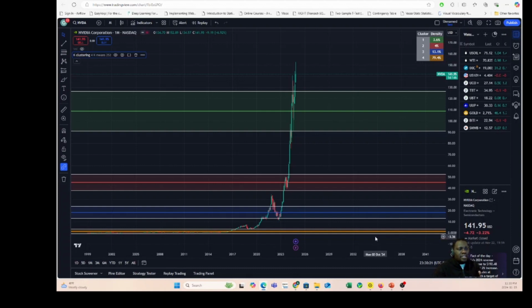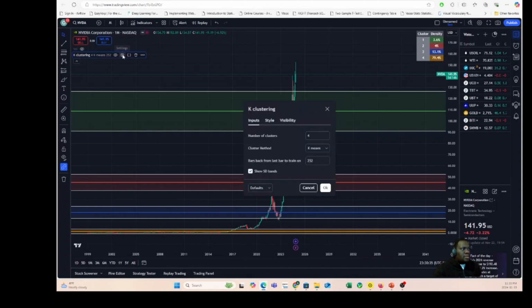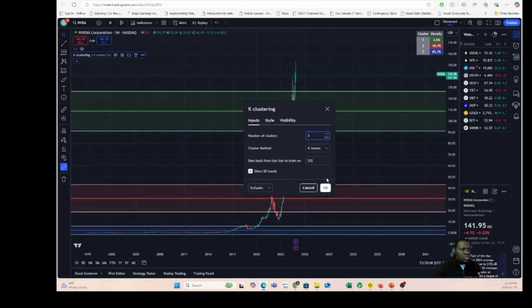And again, their definitions are here. 79% of the time the price action was here, 13% it was here, 4% it was here, and 3.6% it was here. So I'll return back to 3 clusters because based on my past studies, I've seen 3 to work effectively.